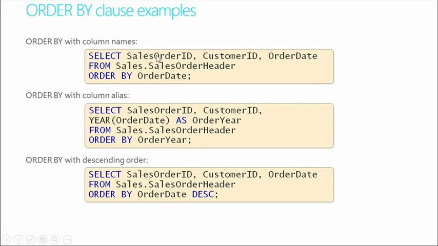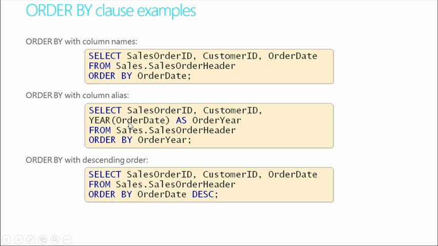So we're doing a SELECT SalesOrderID, CustomerID, and OrderDate FROM SalesOrderHeader, and we're going to ORDER BY OrderDate. So that gives us three columns, and we're going to order it chronologically, I think is the right word, by order date. We can also do a SELECT SalesOrderID, CustomerID, and now we're grabbing the year from the order date as OrderYear, again from the SalesOrderHeader, and we're going to ORDER BY OrderYear. This is an alias that we created because we're grabbing just the year from the order date. We're not worried about the time or the date.